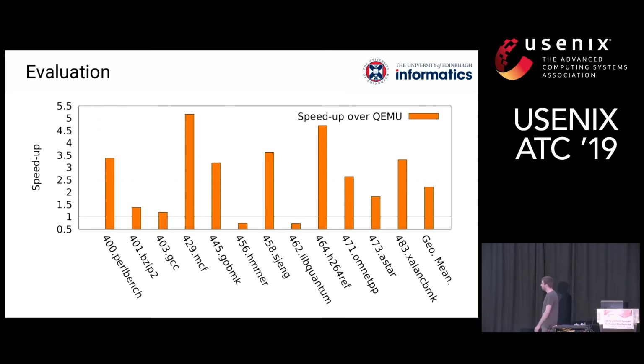And it's fast. Here's SPEC, and there's a noticeable speed up there over everything. The geo mean is just above 2 times.